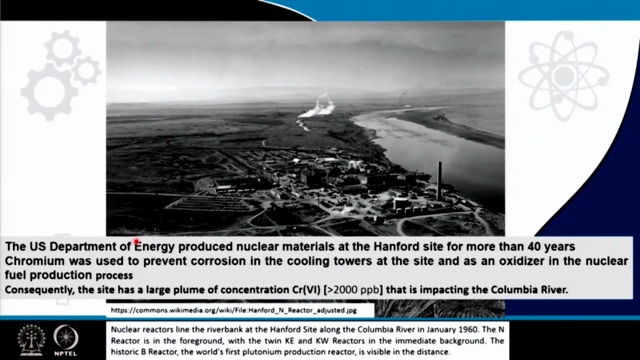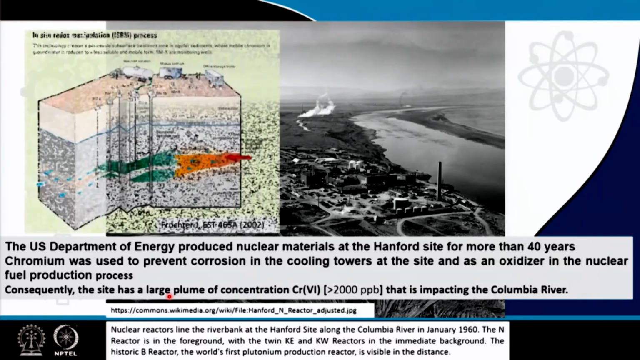Though chromium is not radioactive and as such the nuclear program might not have a direct connection, it has obvious reasons to be there, such as to prevent corrosion in the cooling towers at the site and as an oxidizer in the nuclear fuel production process. Consequently, the site has a large plume of chromium 6, which is highly toxic, at more than 2000 ppb, and some studies refer to up to maybe 4000 ppb, and that is impacting the Columbia River. That means they have an underground plume that we can see over here.